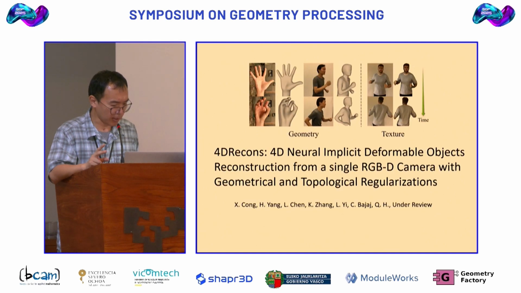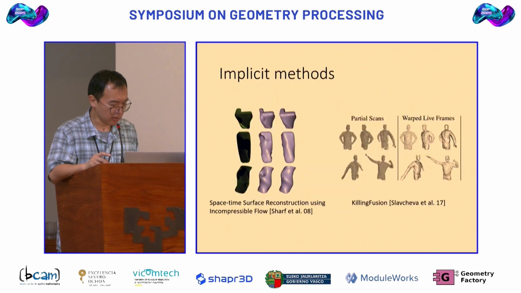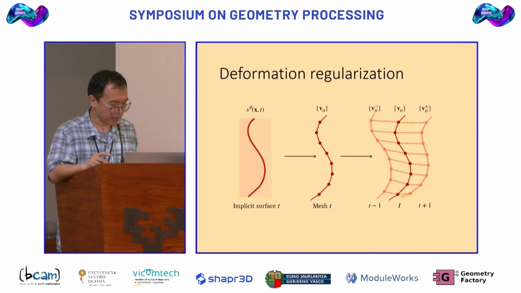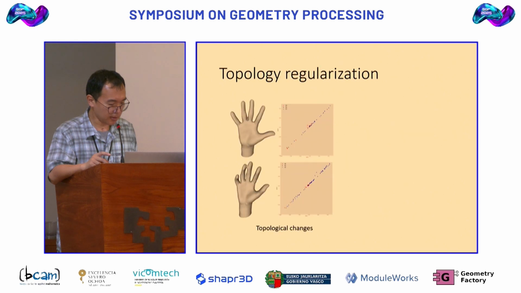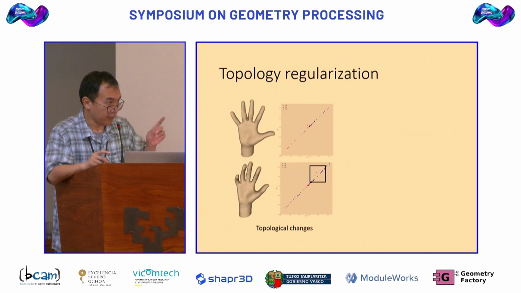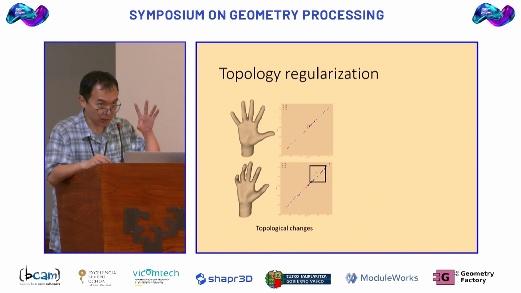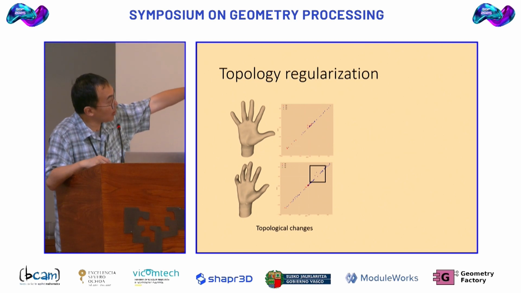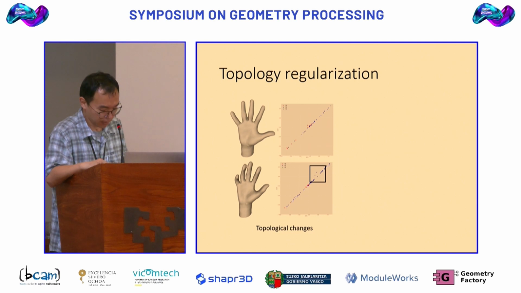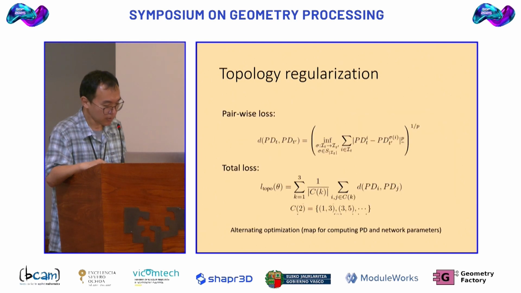So this is one paper. We did this to optimize an implicit function so that we do not have topological changes of a deforming hand, right? So the idea here is that you add a loss between those 2 implicit fields, okay? Right? Okay.